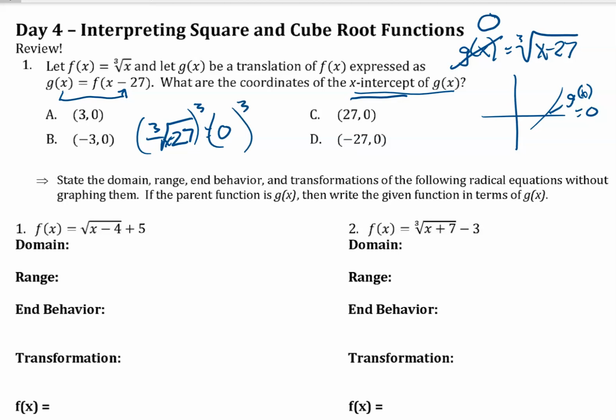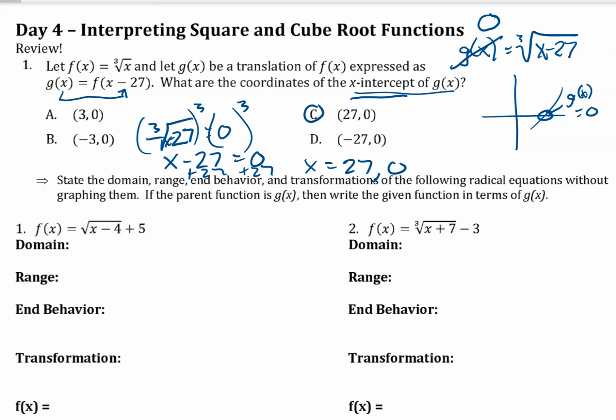So the cube root of x minus 27 cubed becomes x minus 27. And we set that equal to 0 cubed, which is 0. So we're going to add 27 to each side. And x equals 27. And y equals, well, it's the x-intercept, y equals 0. So that's letter C.